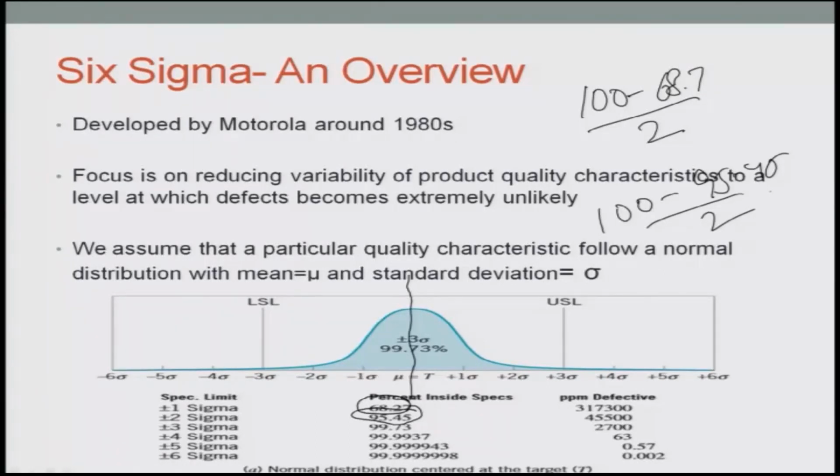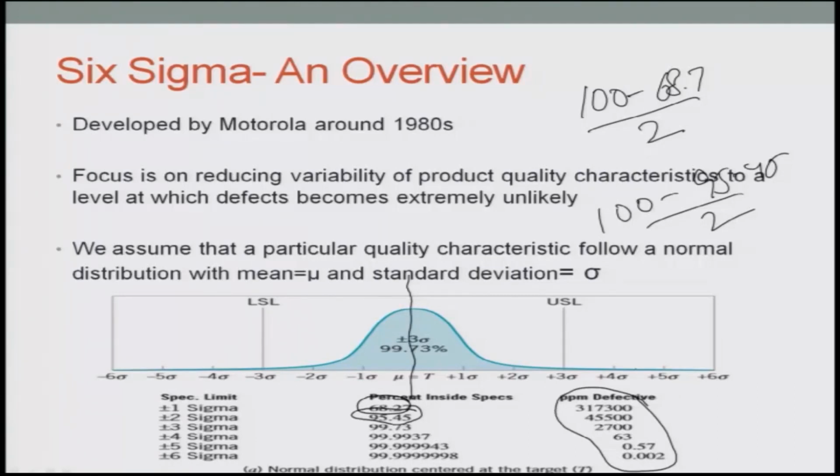And if I go to plus minus 3 sigma, plus minus 4 sigma, plus minus 5 sigma, what I am reading is basically the first column here, plus minus 6 sigma, then the corresponding percentage inside the specification level basically increases from 99.73, 99.9937, then 99.999943, and the last value is 99.9999998.